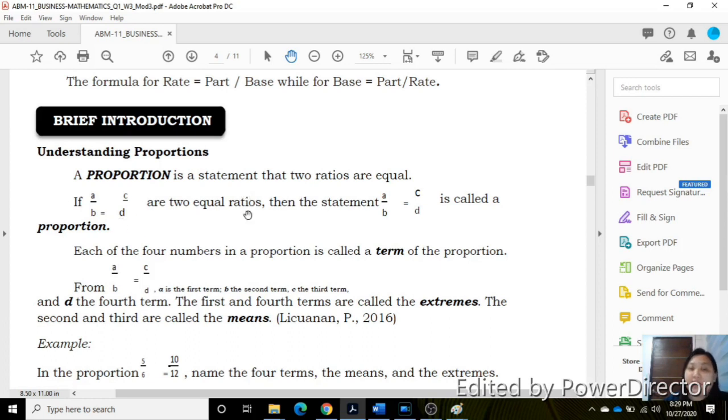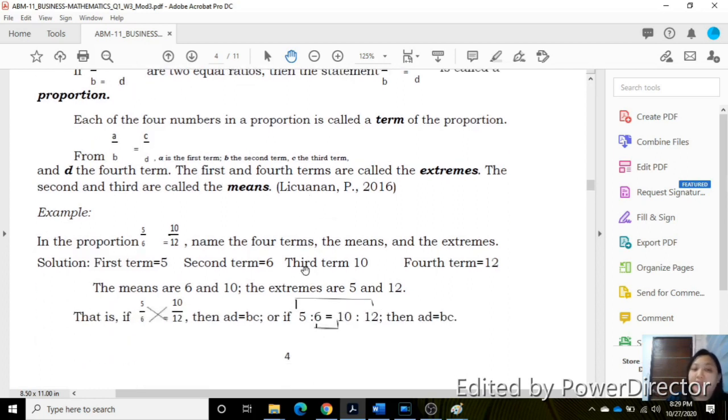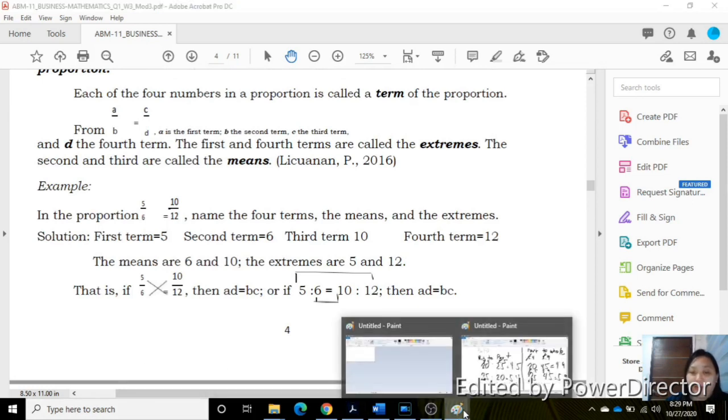Let's discuss some technical terms. The four numbers in a proportion, ang tawag natin doon ay terms, which is A, B, C, and D. A is the first term, B is the second term, C is the third term, and D is the fourth term.